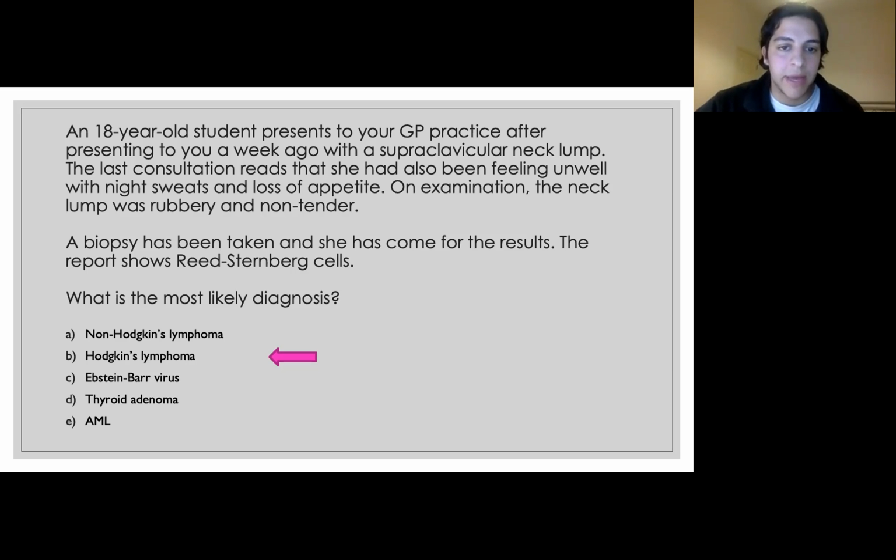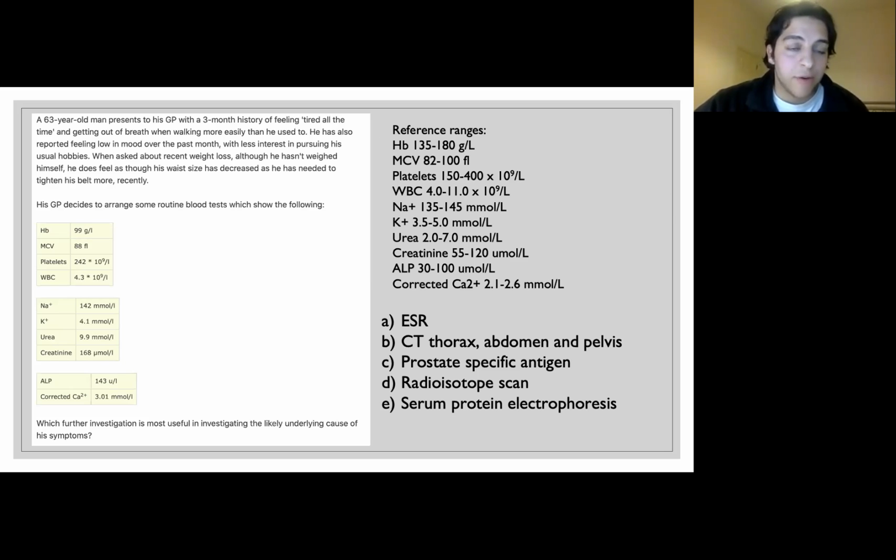Fab. Okay. So this is straight off PassMed. A 63-year-old man presents to his GP with a 3-month history of feeling tired all the time and getting out of breath when walking more easily than he used to. He has also reported feeling low in mood over the past month, with less interest in pursuing his usual hobbies. When asked about recent weight loss, although he hasn't weighed himself, he does feel as though his waist size has decreased as he has needed to tighten his belt more recently. His GP decides to arrange some routine blood tests which show the following.